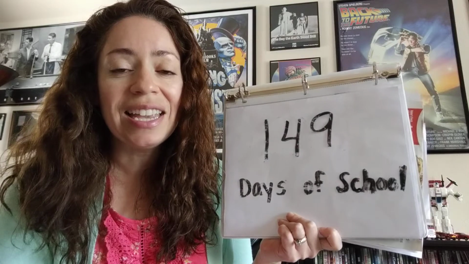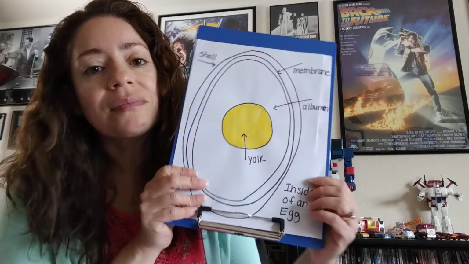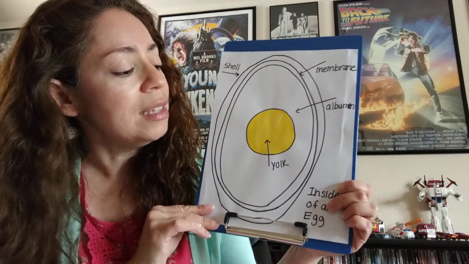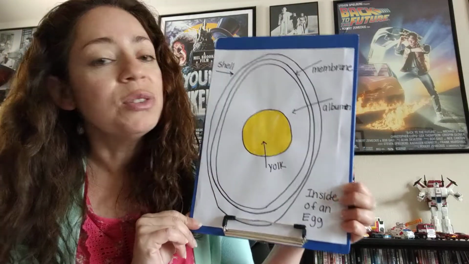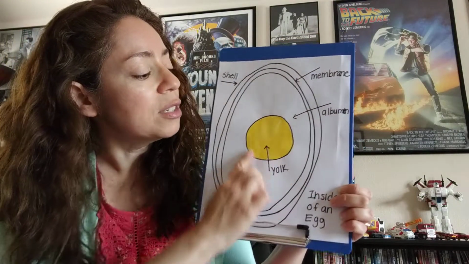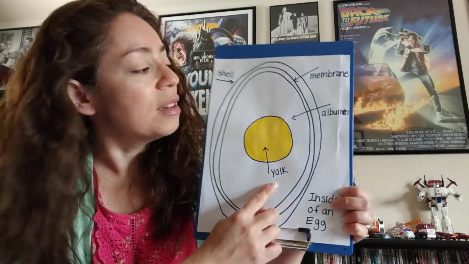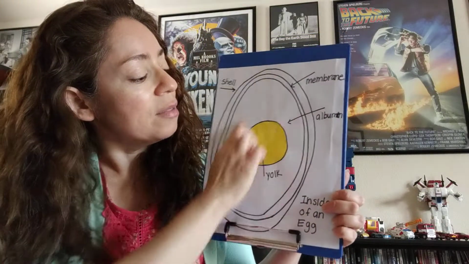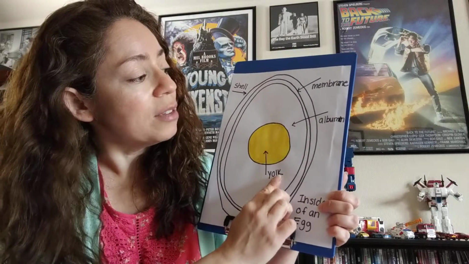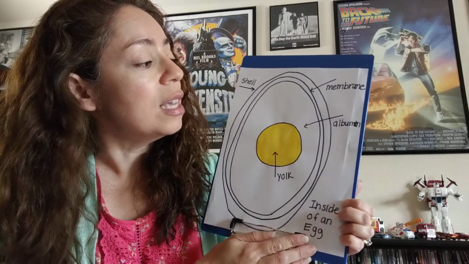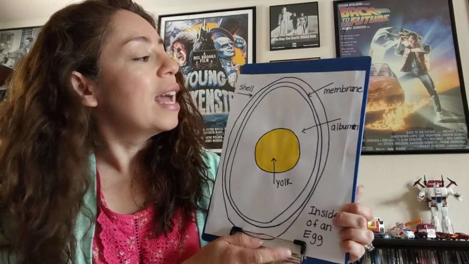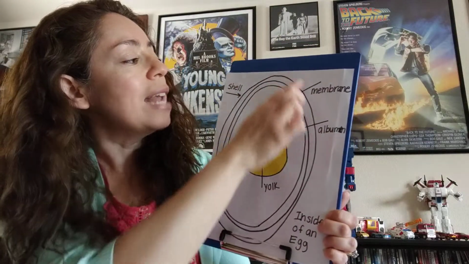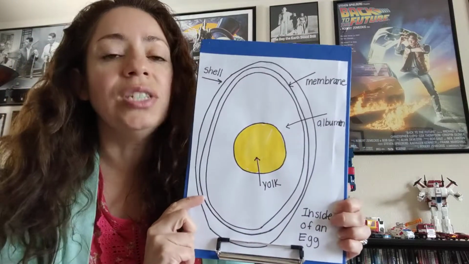149 days of kindergarten. We've been having a very exciting week this week, learning about all kinds of fun facts about eggs. Earlier this week, we learned about the inside of an egg. Let's review the parts. The inside is called the yolk. The outside part of the yolk, meaning the white part, if you were to hard boil it, is called the albumin. After the albumin, we have the membrane, and the outer part is called the shell.